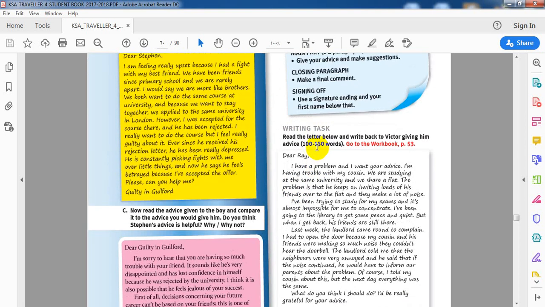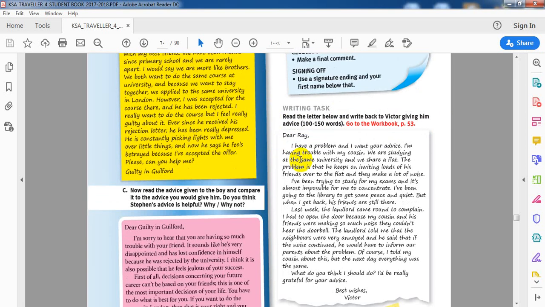Read the letter below and write back to Victor giving him advice, in 100 to 150 words. Go to the worksheet, page 53. Now I read this message.